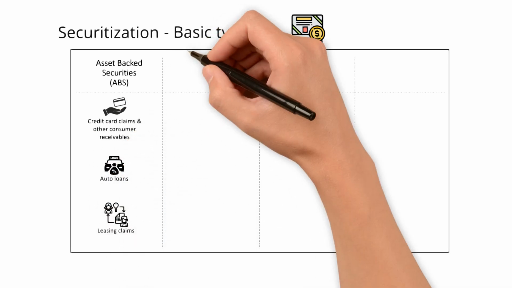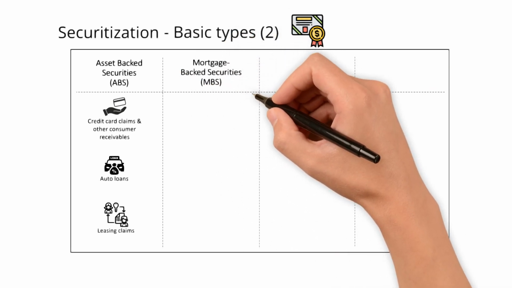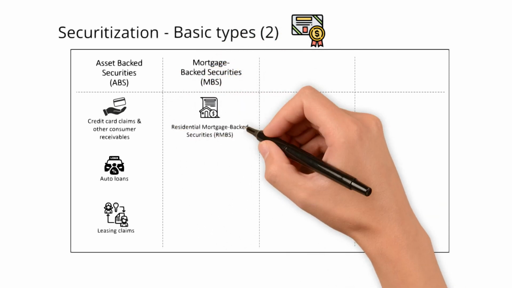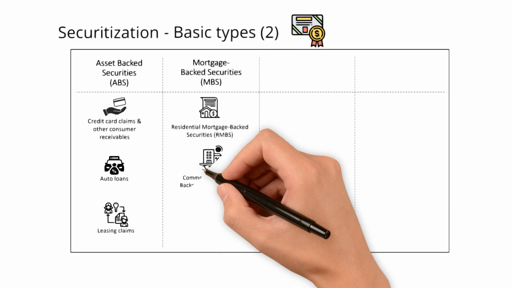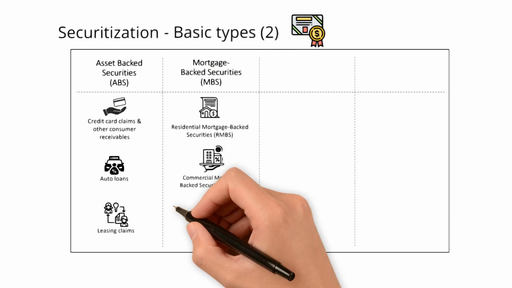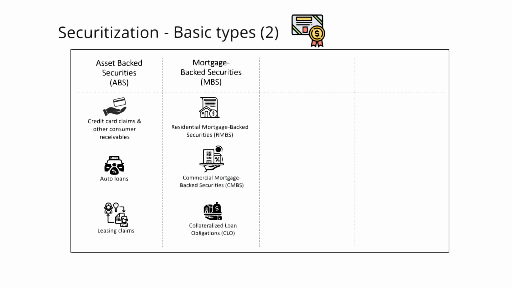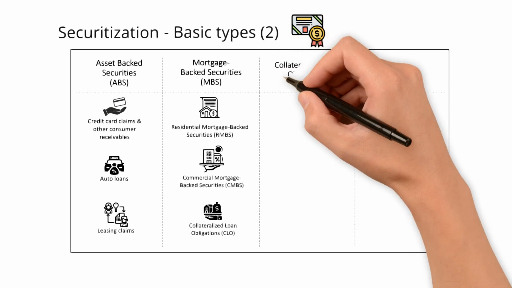Mortgage-backed securities, or MBS. MBS are a type of ABS that are backed by a pool of mortgages. These comprise residential mortgage-backed securities and commercial mortgage-backed securities, as well as collateralized loan obligations. CLOs are a type of CDO that are backed by a pool of bank loans, such as leveraged loans or commercial real estate loans. Collateralized debt obligations, or CDOs.